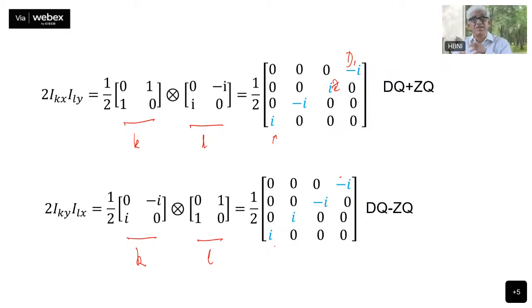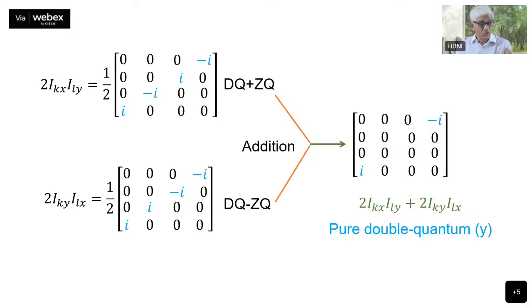So this actually gives a very clean way of getting pure double quantum. How do I get a pure double quantum? We can immediately guess here. If I take the sum of 2 IKX ILY and 2 IKY ILX, I get here minus i and i. So the sum of these two matrices represents pure double quantum coherence. This is by addition of the two.